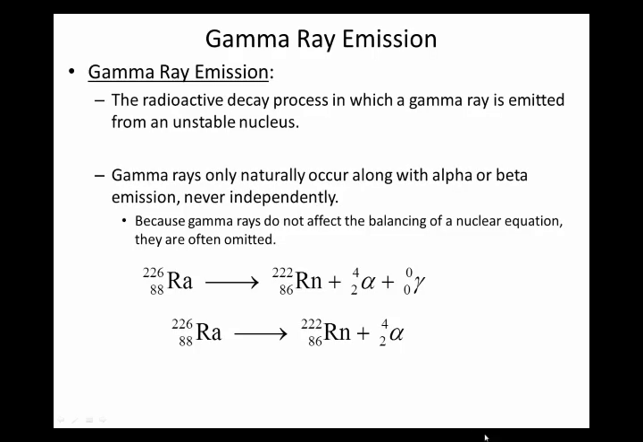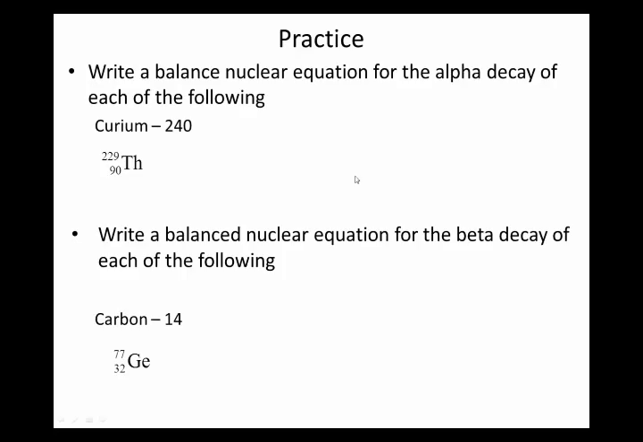Let's do a little, okay, so here's a couple practice problems. So write a balanced nuclear equation for the alpha decay of each of the following, and then for the beta decay of each of the following. So I want you guys to try this, and then I will do these. So pause it and try it.